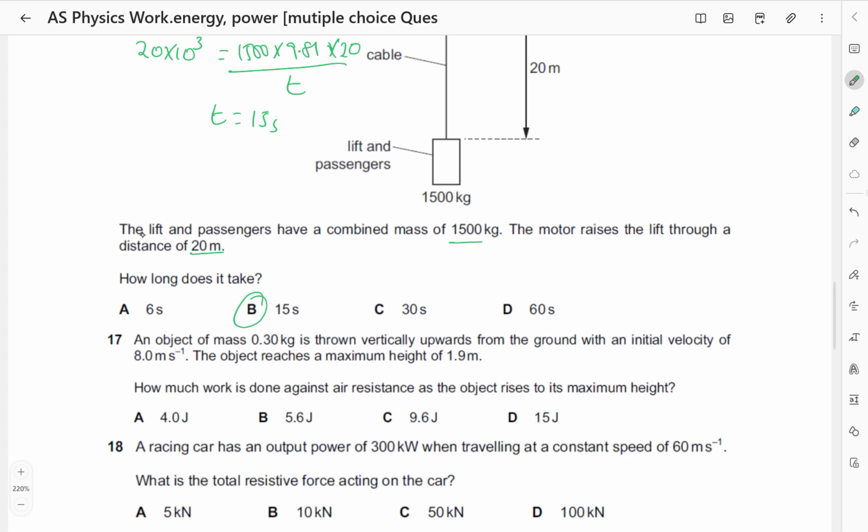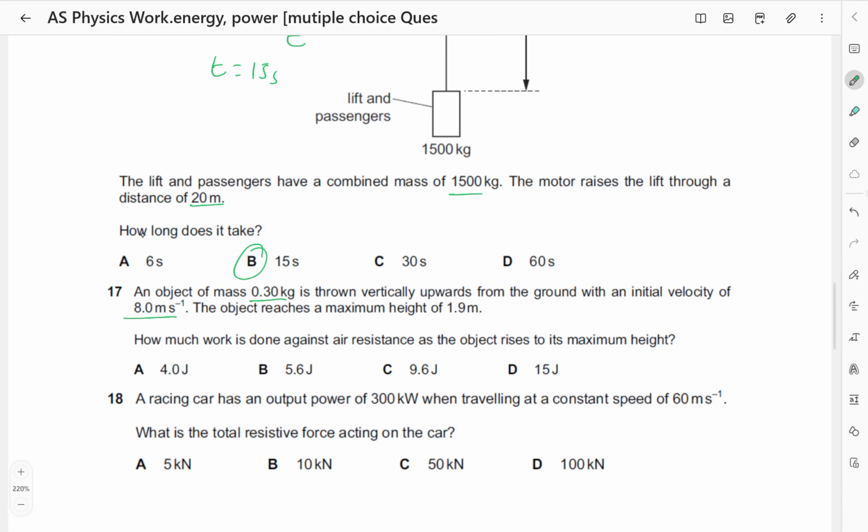An object of mass 0.3 kilograms is thrown vertically upwards from the ground with an initial velocity of 8 meters per second. The object reaches a maximum height of 1.9 meters. That, of course, at maximum height v is 0. How much work is done against air resistance as the object raises to its maximum height?